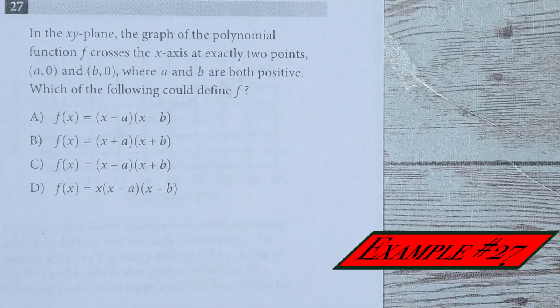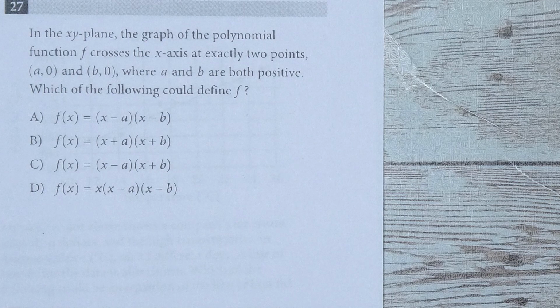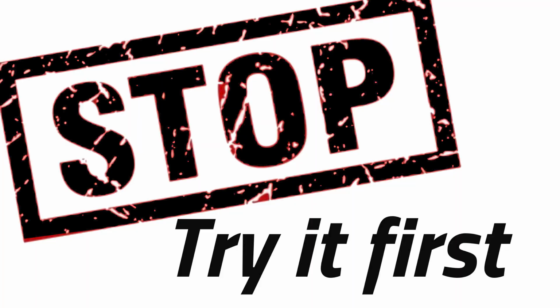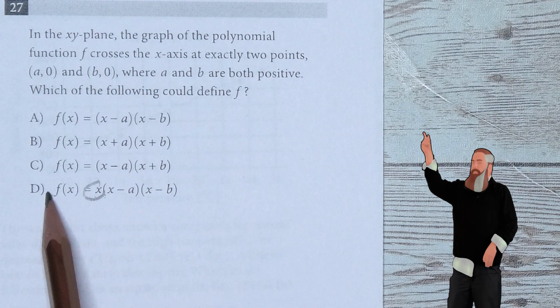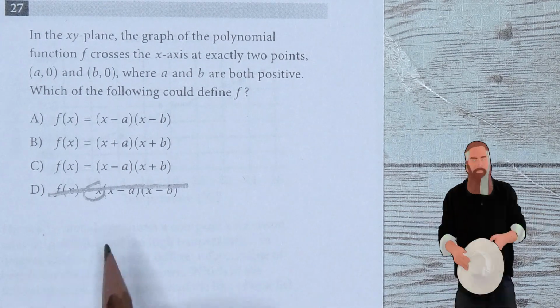In the xy plane, the graph of the polynomial function f crosses the x-axis at exactly 2 points, (a, 0) and (b, 0), where a and b are both positive. Which of the following could define f? Let's go ahead and eliminate this case right here because there's 3 x's, so there's 3 possible answers.